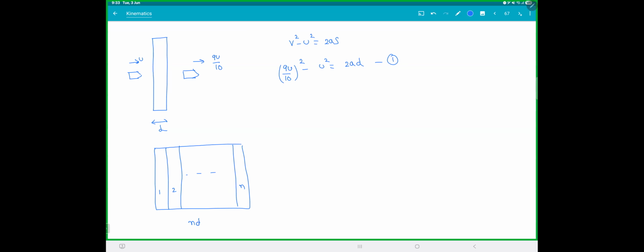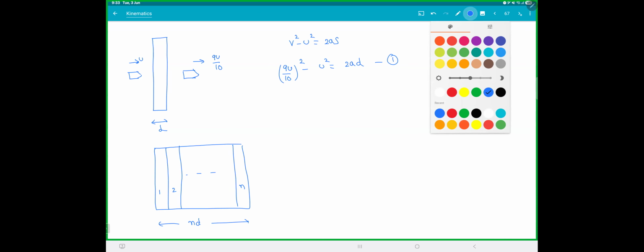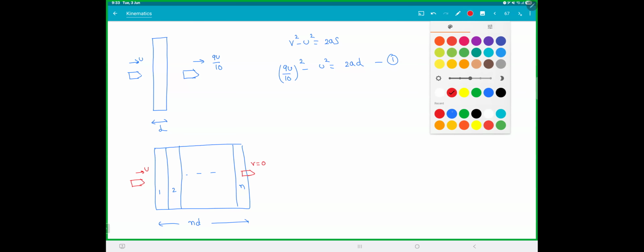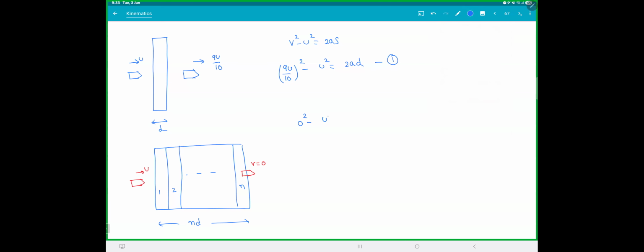That means this width will be n into d. So the bullet enters with the same speed u, but at the end it stops, v is 0. Again, I'll use the kinematics equation. Now 0 square minus u square will be 2a n d. This is equation 2. You can divide them or you can just substitute. Take out u square common: that would be 81 by 100 minus 1 is equal to 2ad. Division: this will be 0 square minus u square, that will be minus u square by 2a n d. I am just dividing equation 1 by 2.